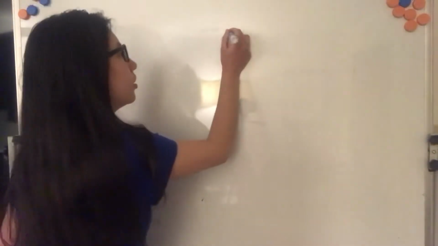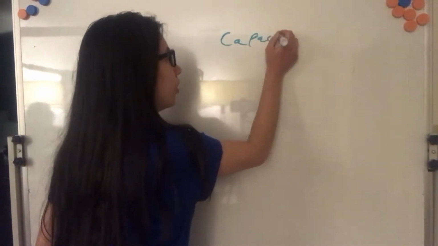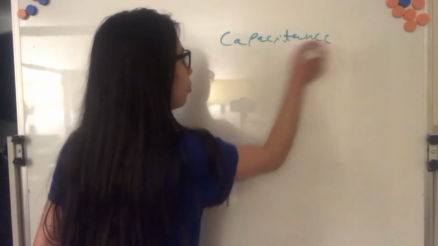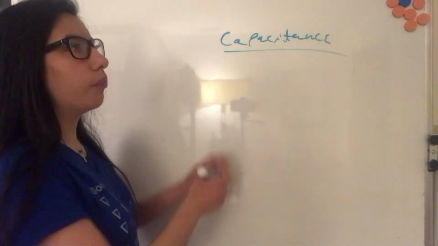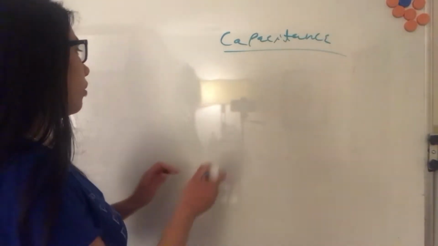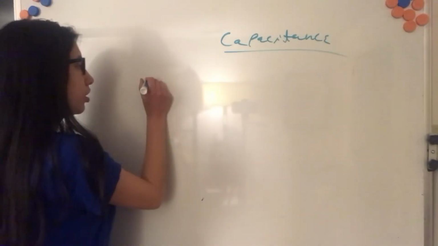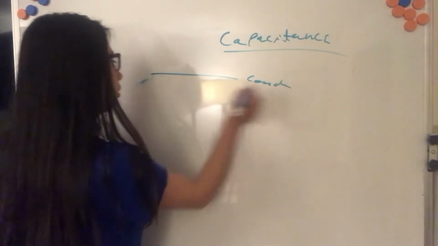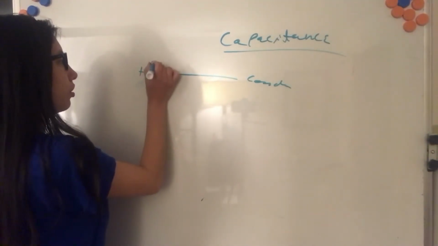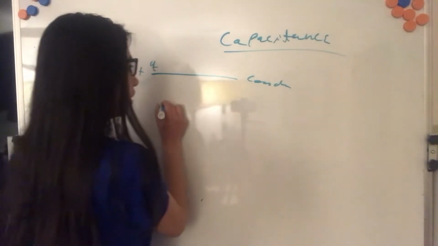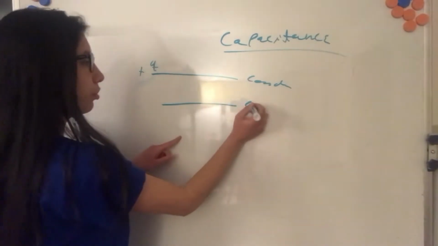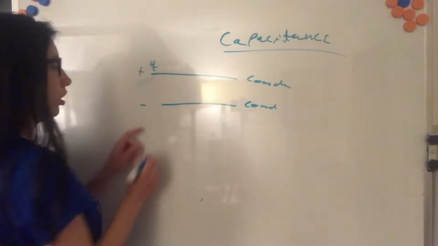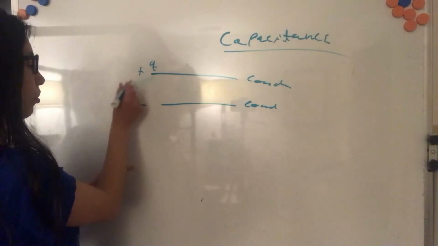To define the capacitance, it could be of a capacitor, but could be of any conductor. So we have here, let's say, a conductor plate with positive charge Q, and here another conductor plate with the same amount of charge but with the opposite charge.